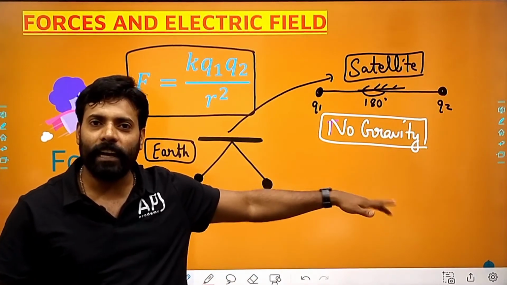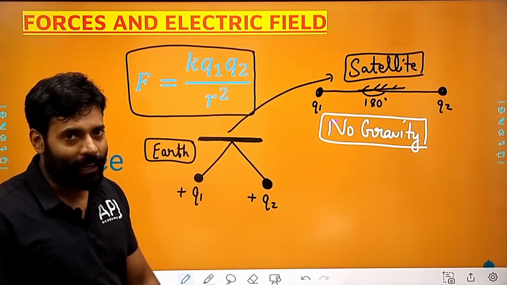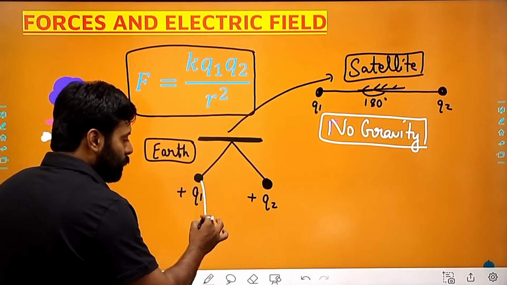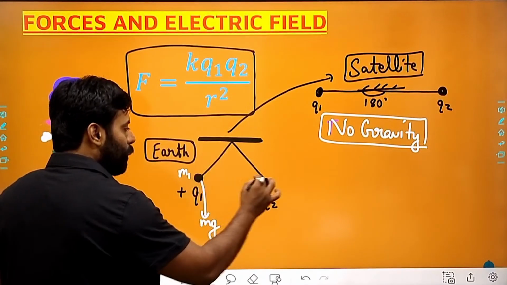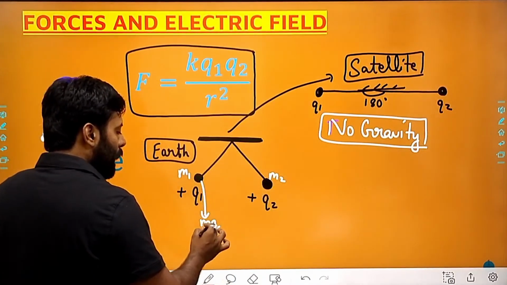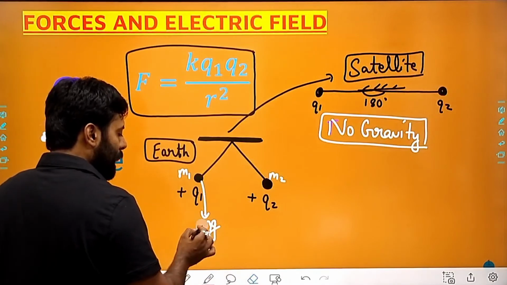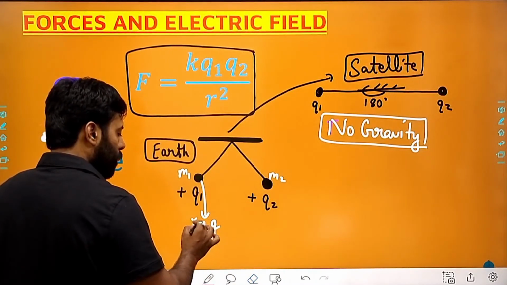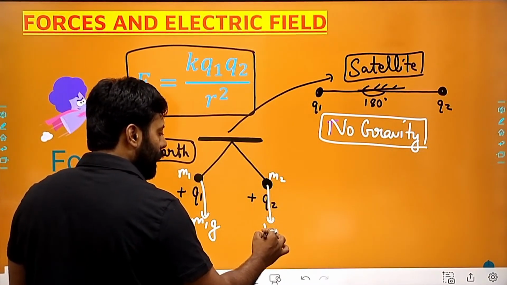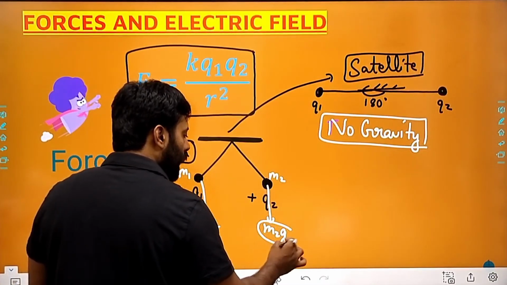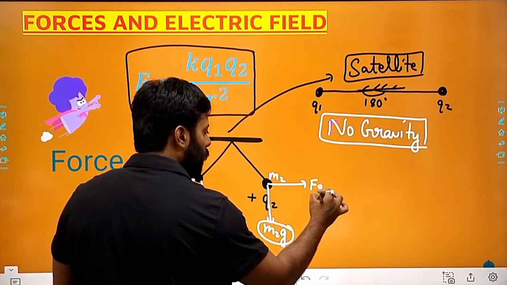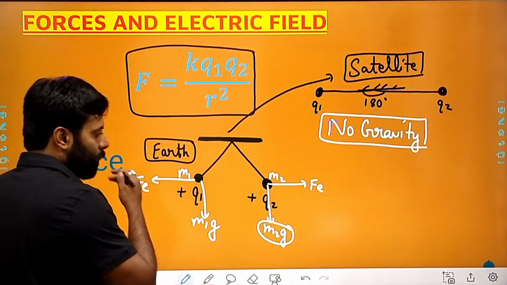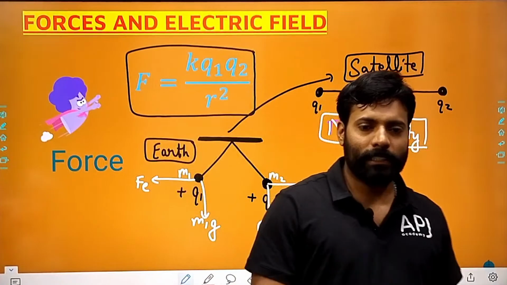Two forces are acting here. The first force is mg. If this mass is m1 and this mass is m2, then the force acting here will be m1g, and the force acting here will be m2g, right? And the electrostatic repulsive force will be here only, right? How many of you are able to understand this?